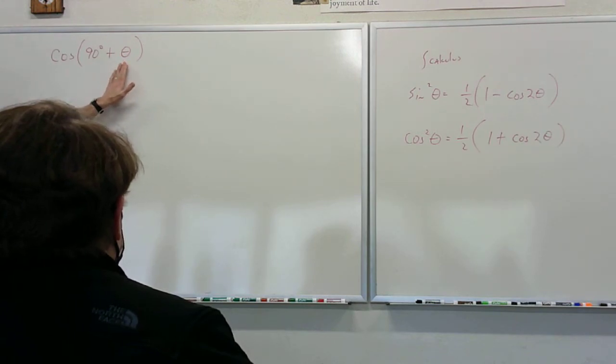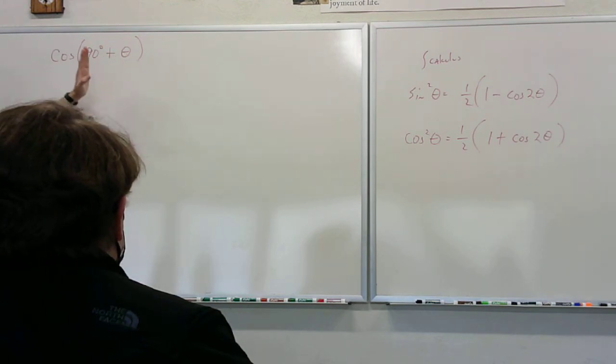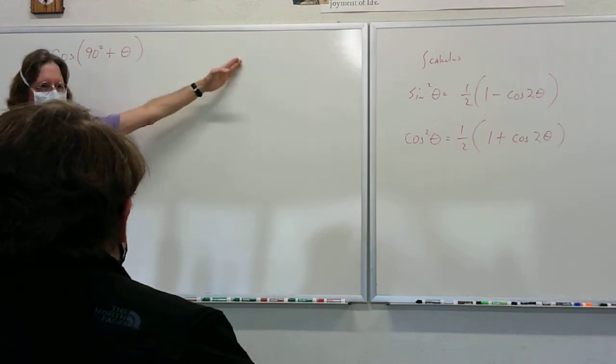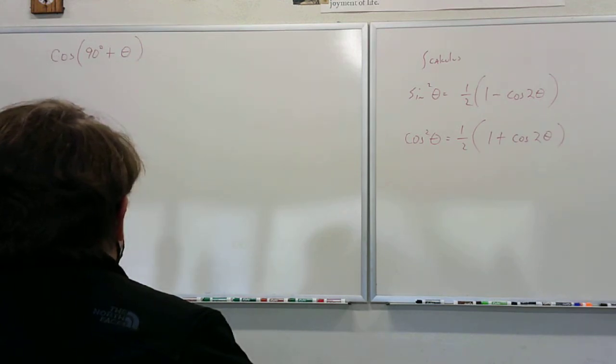In other words, if they tell me the angle's 20 degrees, I'd have to do what? 90 plus 20. If they tell me the angle's 60, I'd have to do 90 plus 60. That just looks messy. Well, in your physics book, they just have equals, and they tell you what it equals. I'm going to show you how they get that in your physics book.